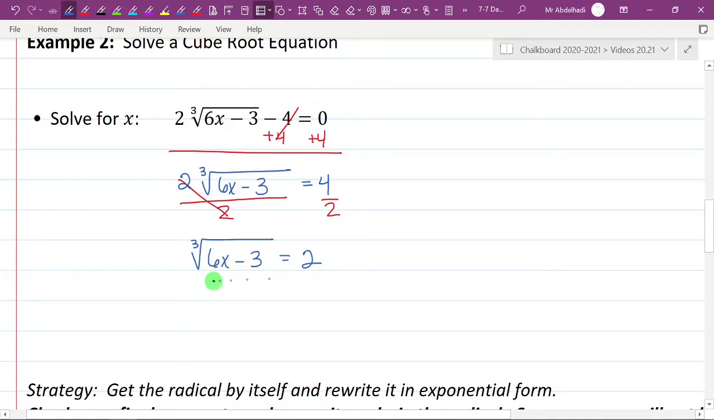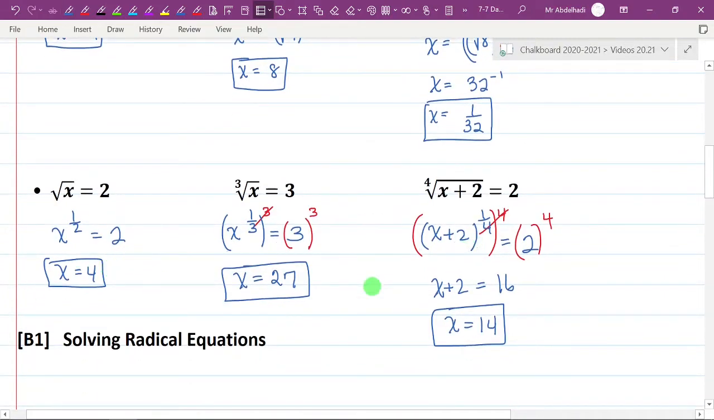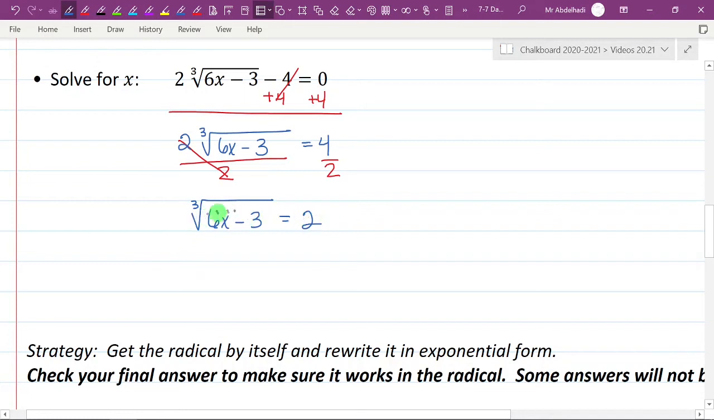Okay, and now this hopefully looks a lot more like the easy problems that we were doing here, right? So we have a radical that's all by itself on the left side. Once we have that, we can do the thing that we did with the multiplicative inverses, which is we can write this as a fraction power now. So this is 6x minus 3 to which power? Well, it's a third root, so there's a 3 here. There's no power to worry about, so it's a 1/3 power. This side is still a 2.